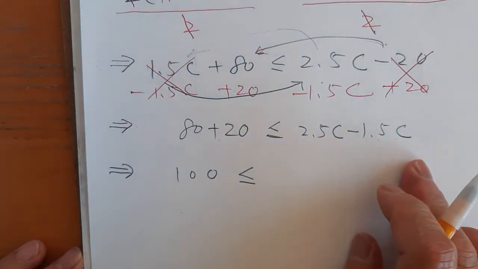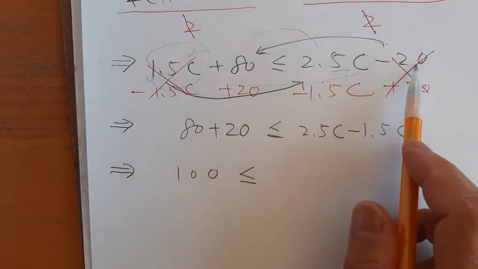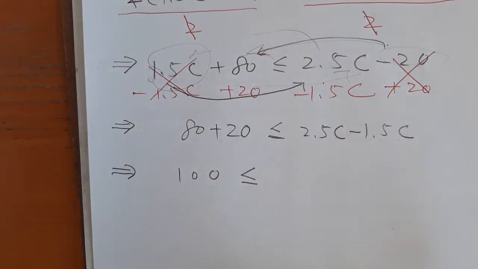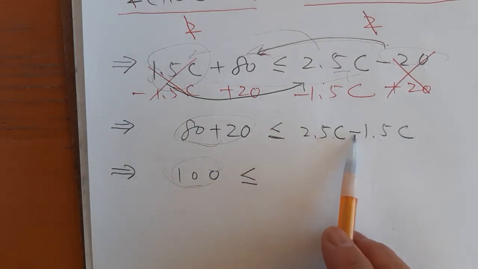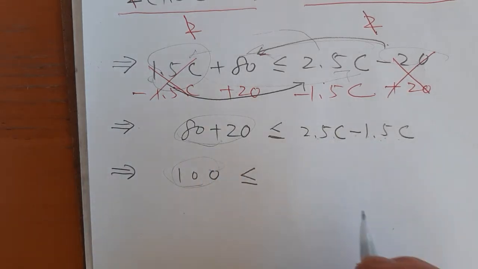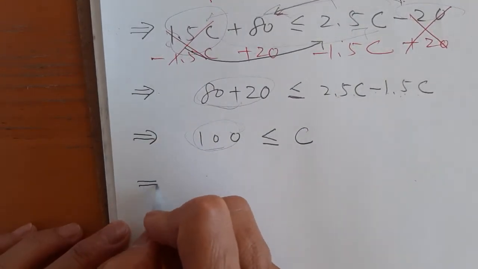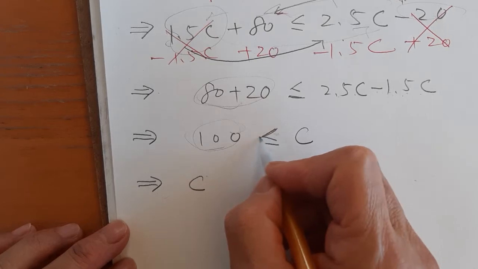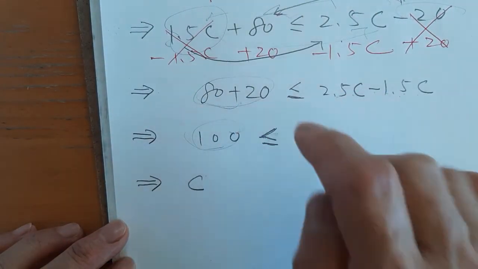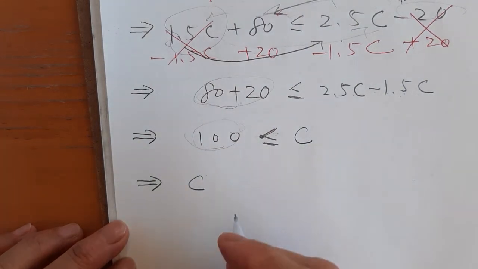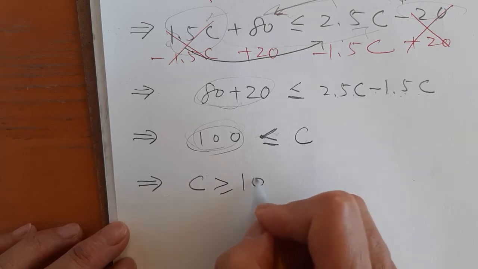They are like terms. So you move the C term to one side, the constant term to the other side. Like terms you can combine. So 2.5 minus 1.5 is 1. 1 times C is C. Then you put down the answer, C. This side is wider, so the C side is greater than; this side is narrow, smaller. So C is greater than or equal to 100.